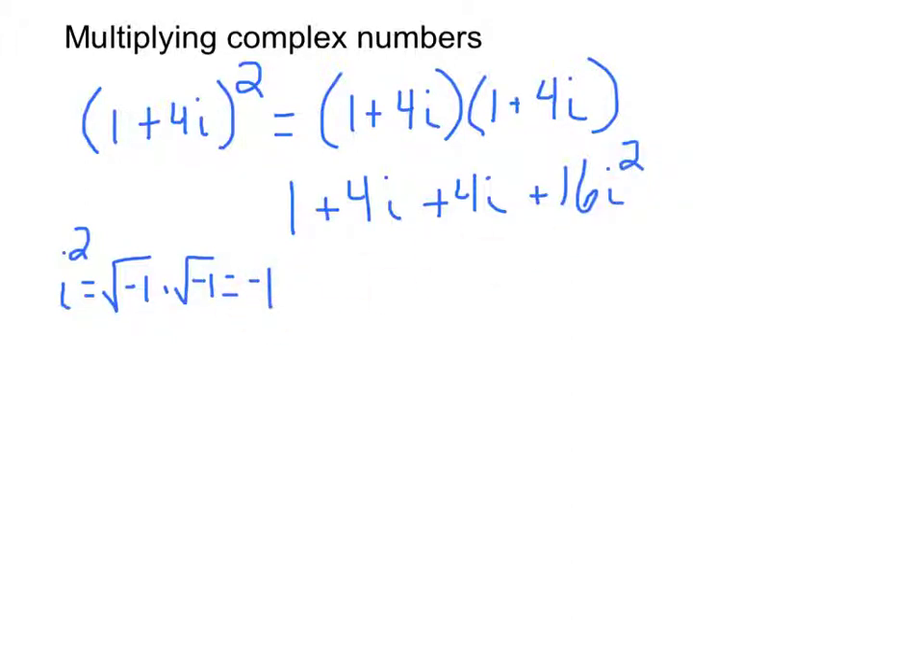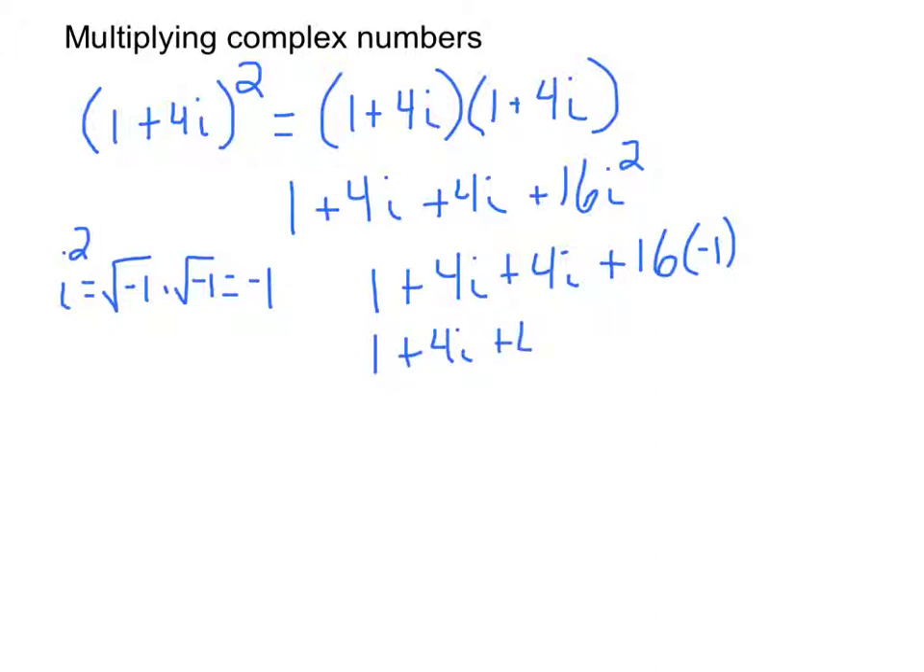Alright, so let's rewrite it. So I'm going to take this 1 here. It will be 1 plus 4i plus 4i plus 16, and instead of writing i squared, I'm going to write my negative 1. 16 times i squared, or 16 times negative 1. So I need to do our order of operations first, which tells me I need to do this one. So I'll go in here, I'll go 1 plus 4i plus 4i, whoops, minus 16. There we go.